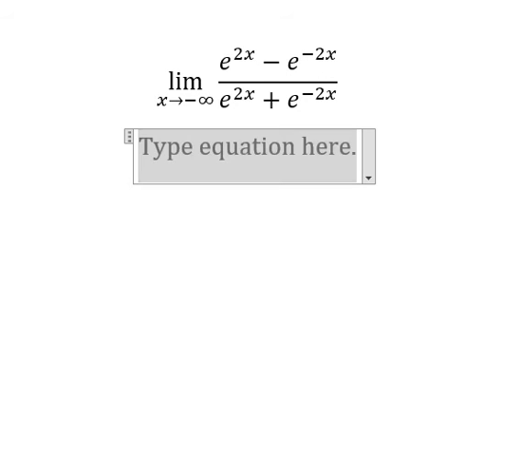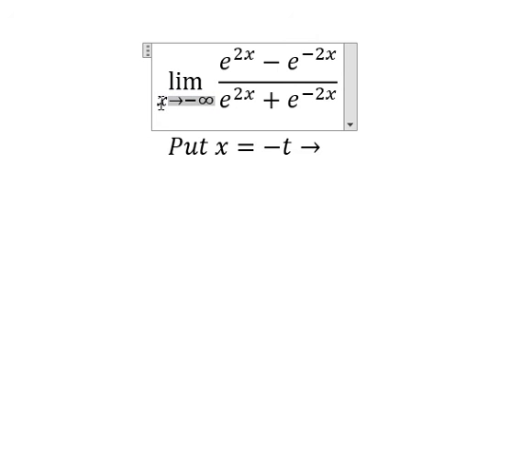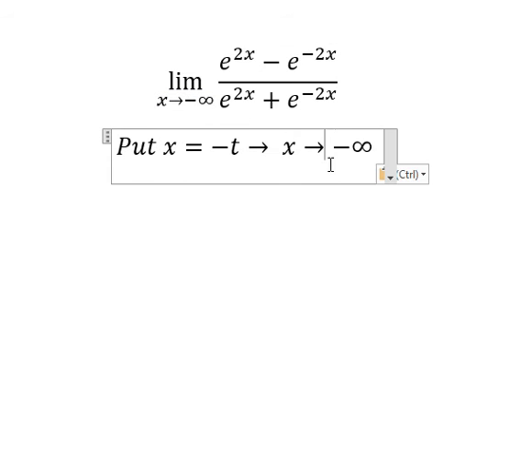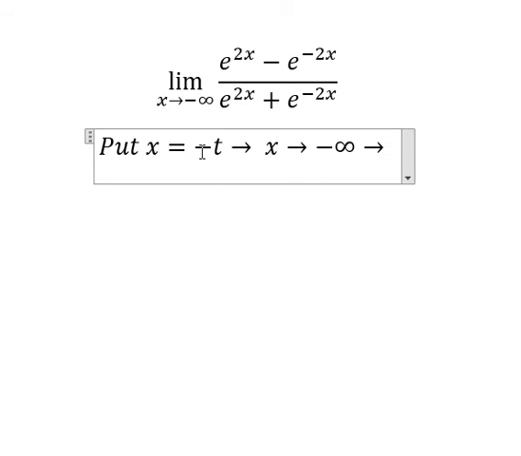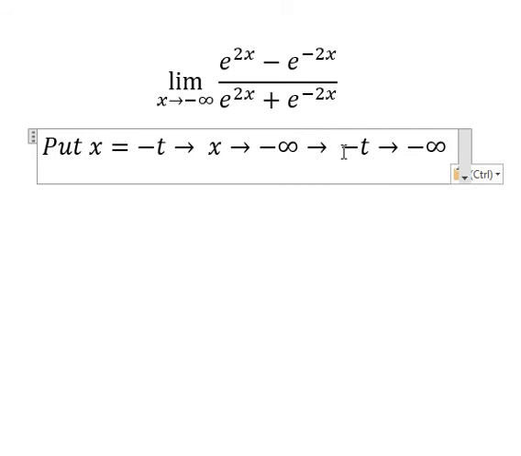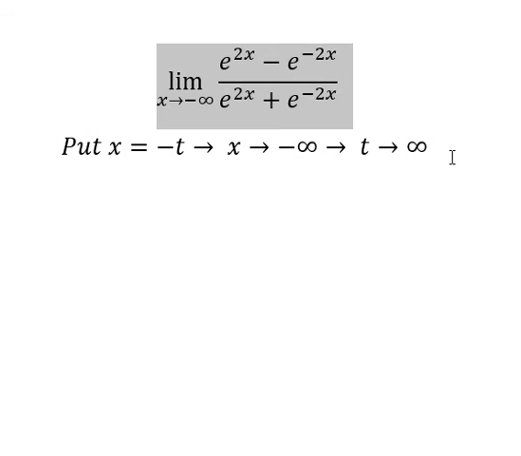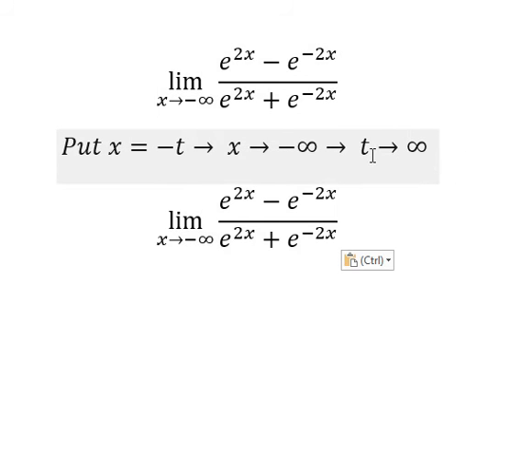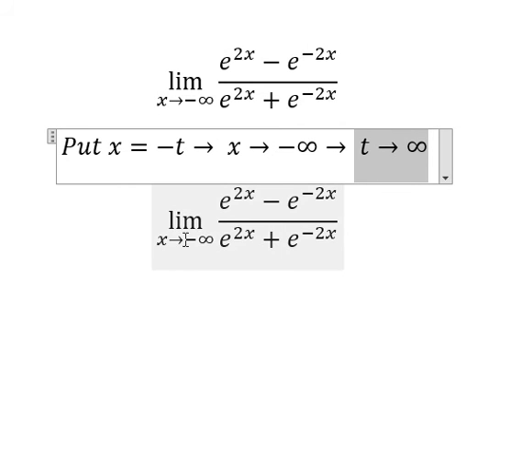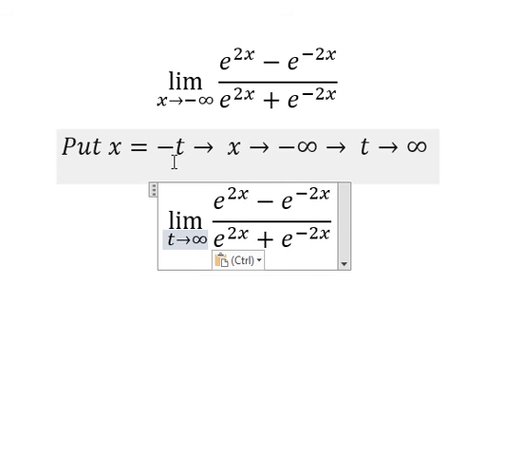I need to put s equals to negative t. So we know that s approaches negative infinity. Now we need to put negative t here. So negative and negative we simplify. So this one will go to this one. S we change by negative t.